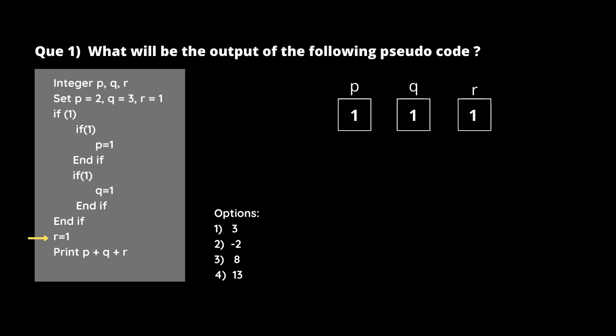Now after this, we will move to the next statement, which is R equals 1. R was initially 1, and again we are trying to override the value of R with 1. So R will become 1 now. In the next statement, you can see there is a statement print P plus Q plus R. So this statement will become 1 plus 1 plus 1. And when we add the value of P, Q and R, we will get 3. So 3 is the correct output for this particular pseudocode.